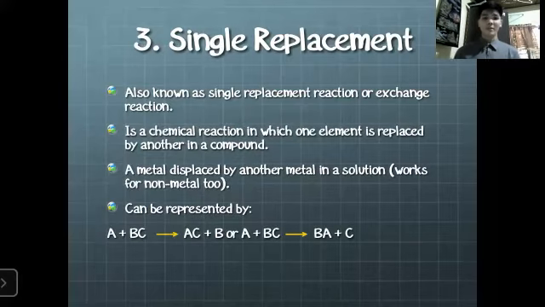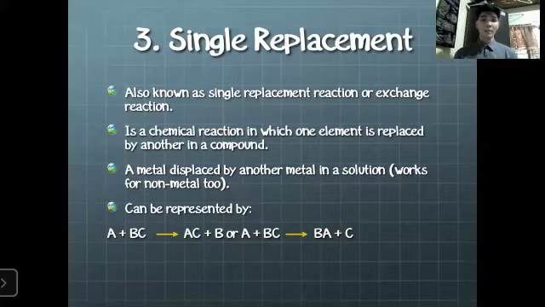Single replacement, also known as single replacement reaction or exchange reaction. It is a chemical reaction in which one element replaces another element in a compound. A metal is displaced by another metal in a solution, or a non-metal by a non-metal. In some cases, a metal can replace a non-metal, but that is a rare case or rare example.